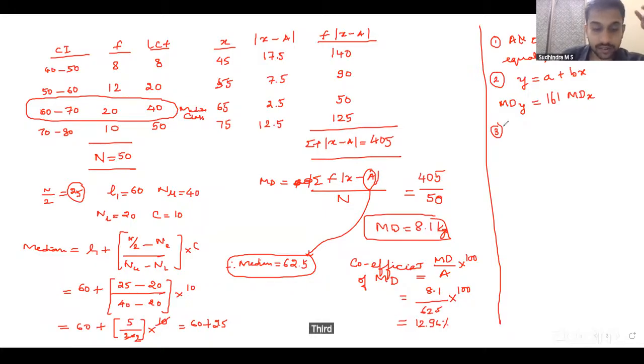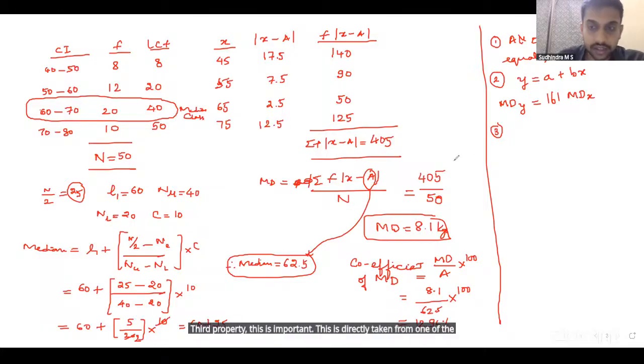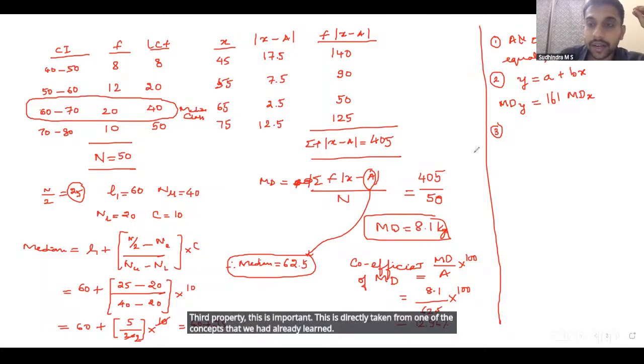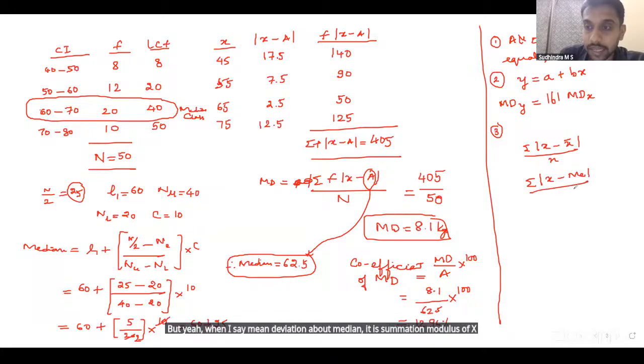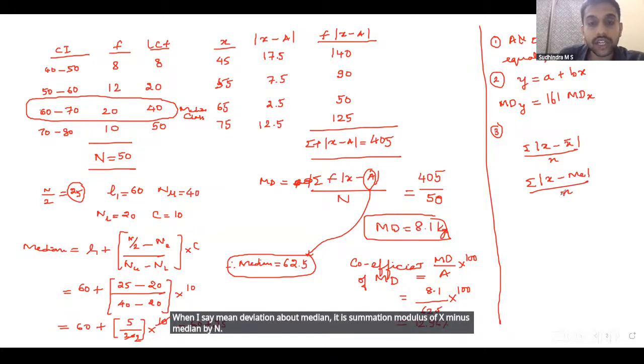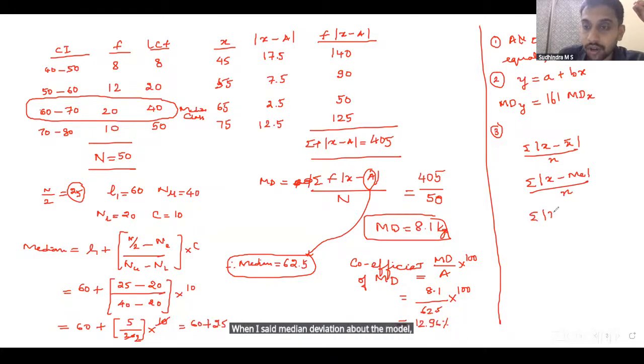Third property, this is important. This is directly taken from one of the concepts that we had already learnt. When I say mean deviation about mean, it is summation modulus of x minus x bar by n. About median, it is summation modulus of x minus median by n. About mode, it would be summation modulus of x minus mode divided by n.